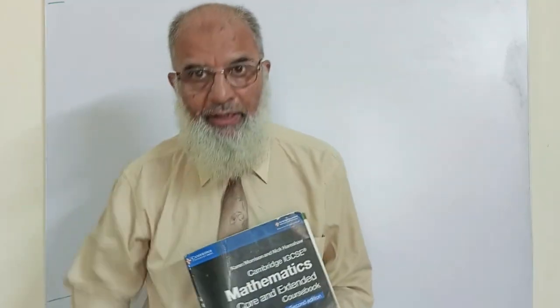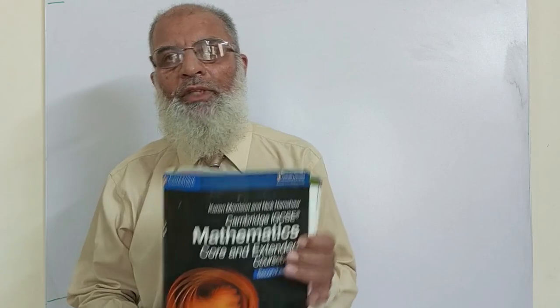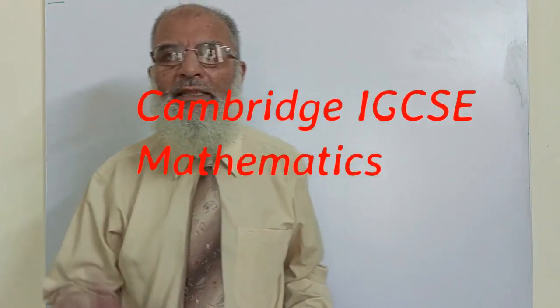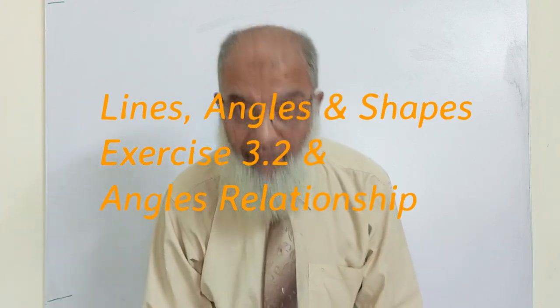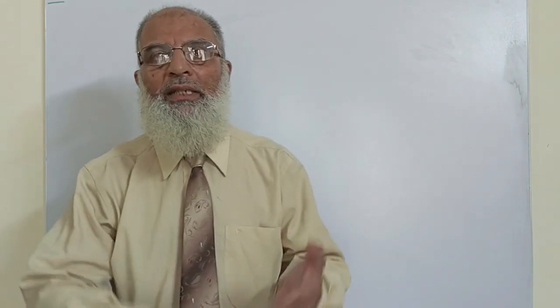As you all know, we are doing this book and working on it, and we are at chapter number 3, which is lines, angles and shapes. So far we have covered angles in chapter 3, and we have tried to recognize the angles: acute angles, obtuse angle, right angle, reflex angle, and many more. Straight angles, revolution. In exercise 3.1, we have also done such sort of things.